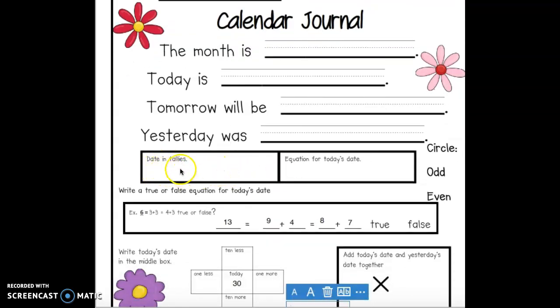We're also going to do the date in tallies, not the days that we've been in school, but the day of March. That is 30, so 30 tallies. And then also the equation for today's date. Okay, so again, an addition or subtraction sentence that would equal 30. Okay, tell me if 30 is odd or even over here on the right side.